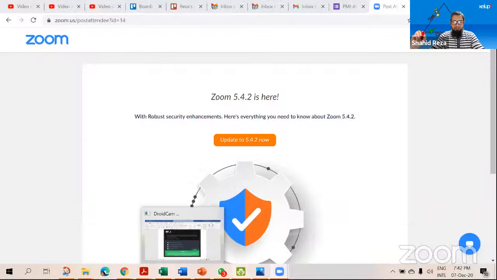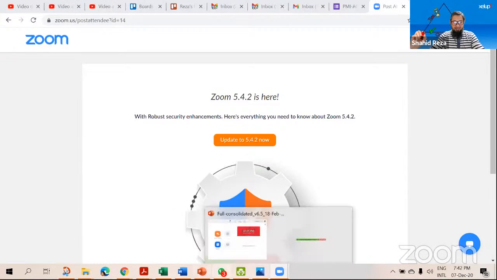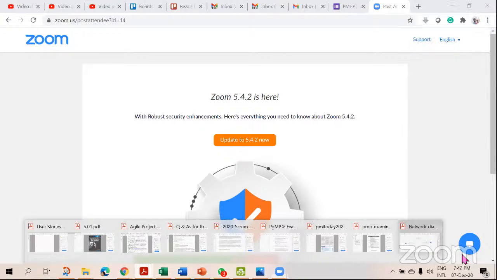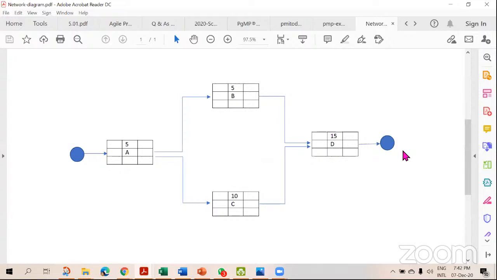Okay. All right. So let me share my screen first. Share screen. Okay. So am I audible and visible? Can you see my screen? I am sharing a PDF file with you. Can you see this? Yes, yes. Okay, all right.